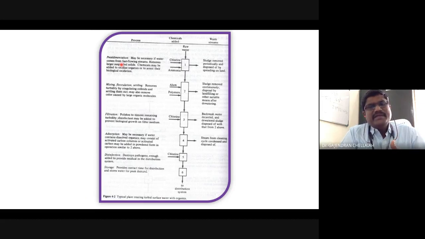This pre-sedimentation will remove the larger suspended solids, and chemicals may be added to ensure that. Even in our village side, they take some water from the pond and keep the surface source water for some time, so that the settleable particles and some of the suspended particles present in the water settle down. They give some time for that. That is called pre-sedimentation.